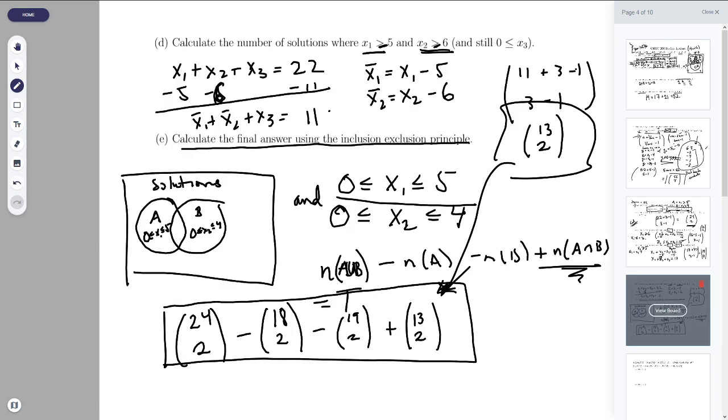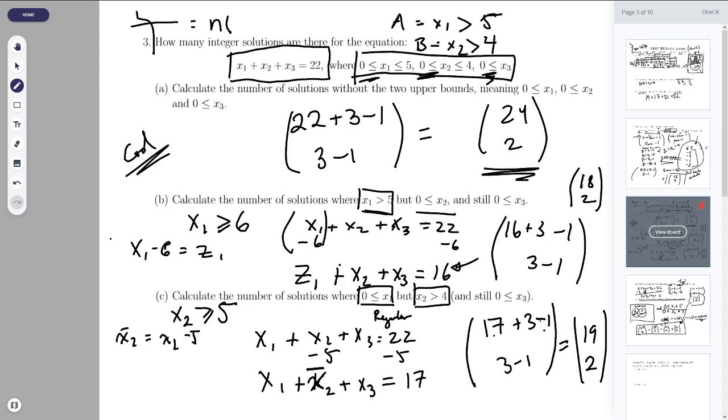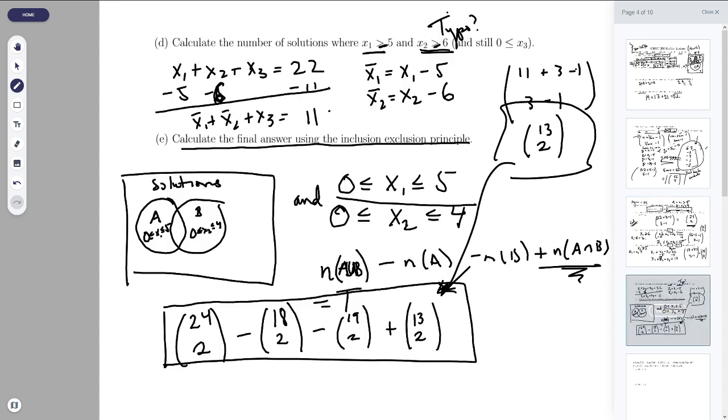Why is part D x2 is bigger than 6 and not x2 is bigger than 4? Oh, good question. Was this a typo that I just did not fix? It looks like it is. So yes, this needs to be 4 and not 6. So this needs to be 13 and not 11. And so this needs to be 15, 15.